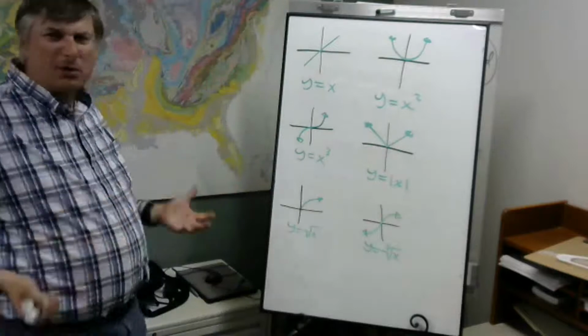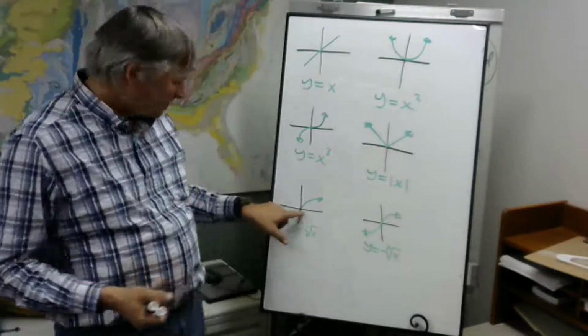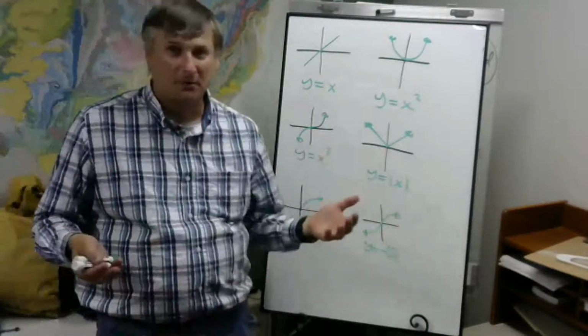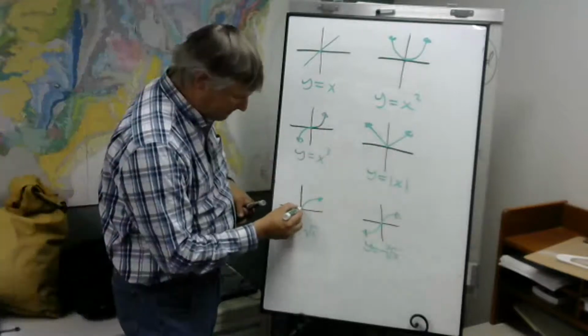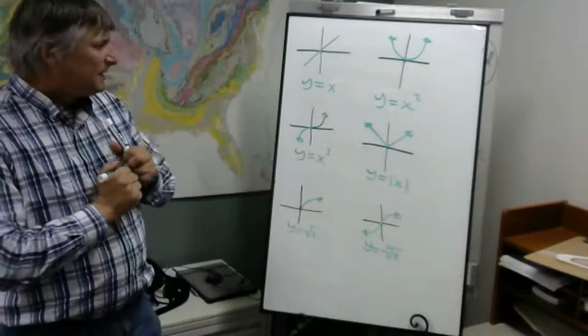And these, for the most part, are centered at the origin. Like this one here, it originates from the origin. 0, 0 is a point for this one. Better emphasize that. There we go.